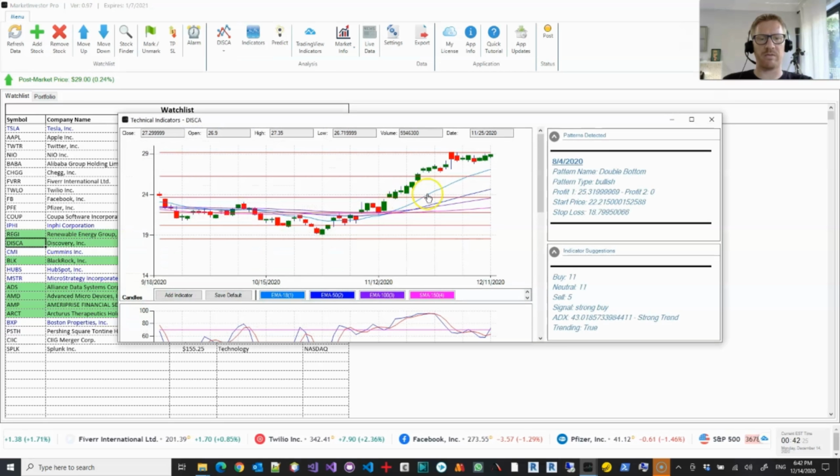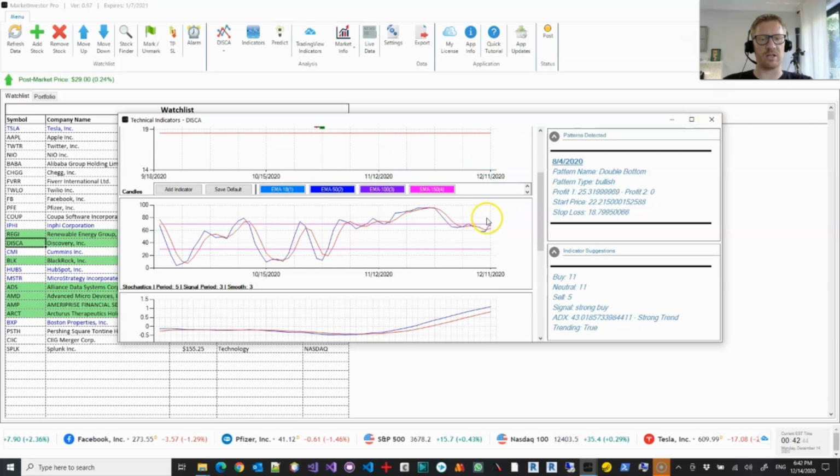Also, everything looking very positive. We are a little bit above that EMA, which is not always good because sometimes that could snap back. No current patterns, but on the indicator suggestions we see a strong indication to buy, very strong actually. And then the ADX indicates a strong trend, so this is a trending stock.